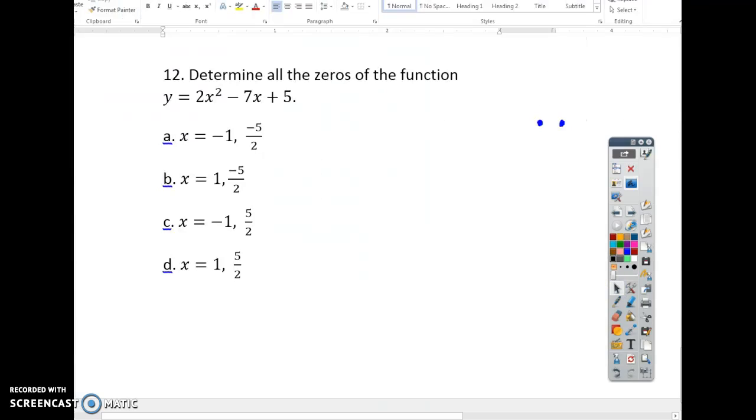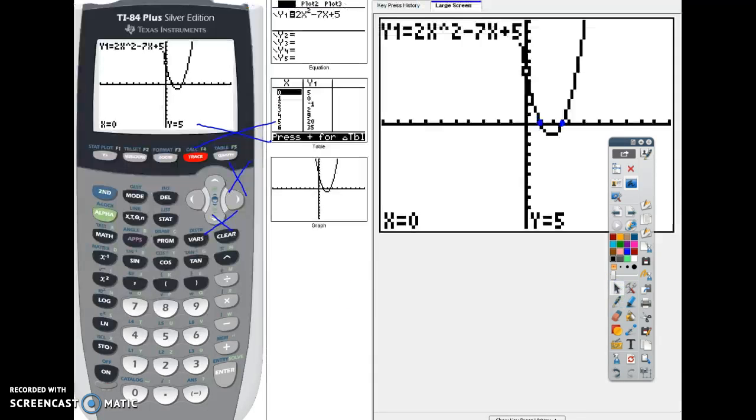Look at your answers. This is negative, this is negative. That's not it. This is positive, this is negative. That's not it. This is positive, this is negative. That's not it. This is positive, this is positive. Let's check. Vamos a checarla. So put 1 enter in the calculator and put 5 over 2 enter in the calculator. They have to give you 0.